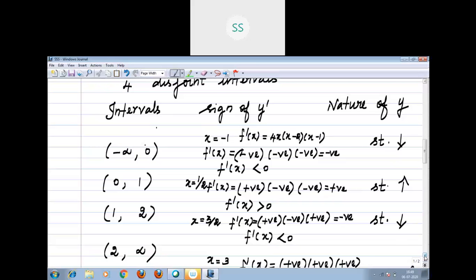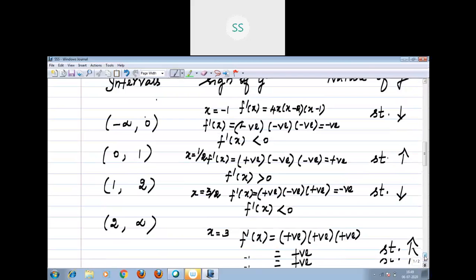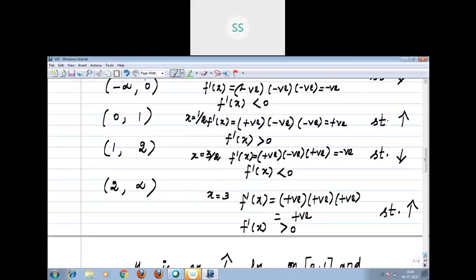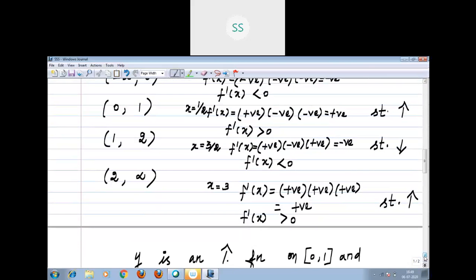Now we'll pass on to the interval 2 comma infinity. x is equal to 3. If you want, you can assign any value, children, right? For f dash of x, the first bracket is positive, the second is also positive, the third also positive. So the derivative is greater than 0. If the derivative is greater than 0, strictly increasing. We conclude that in two intervals it is strictly decreasing, and in the other two intervals it is strictly increasing.